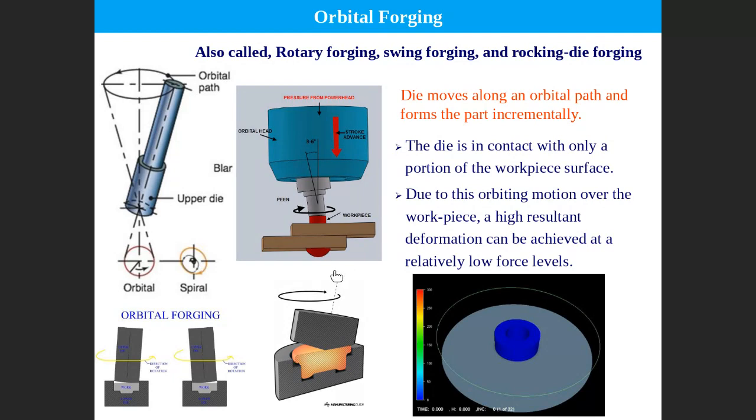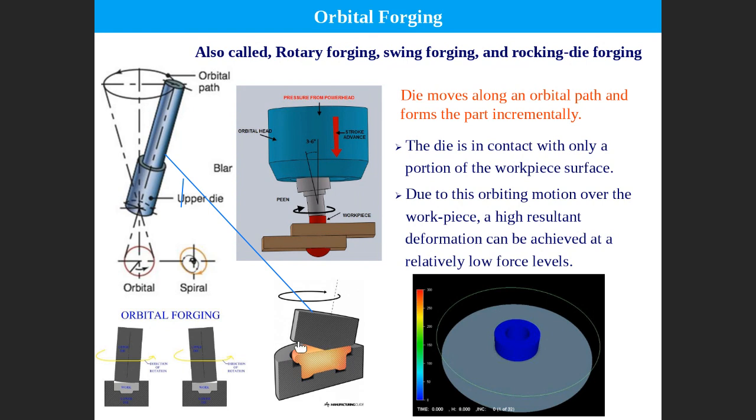So they do what is called orbital forging. In orbital forging, this one is rotating. This is a spindle. You see, this is a spindle here. Please listen to me carefully and try to imagine this is a spindle. The spindle is rotating in an orbital direction, so it is rotating around and moving somehow.